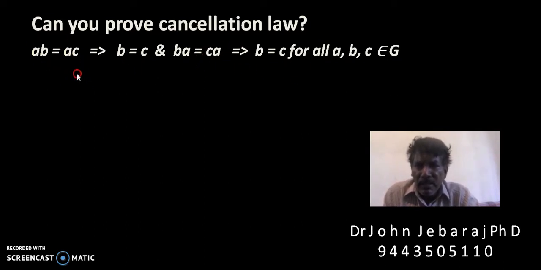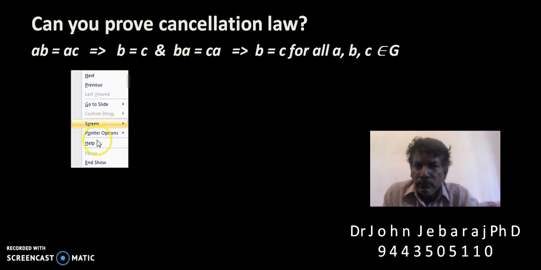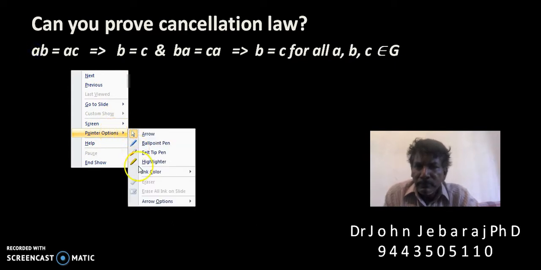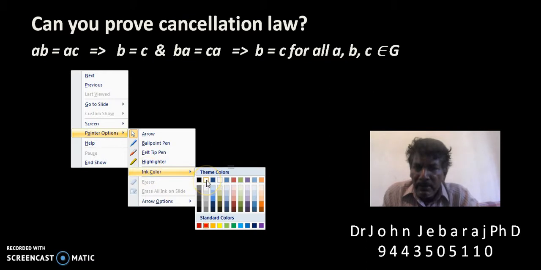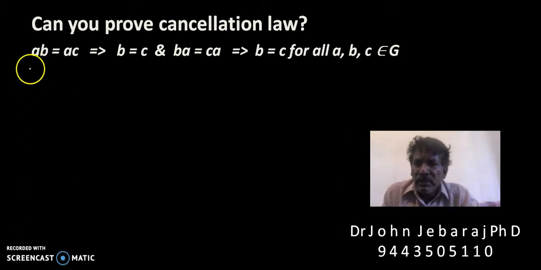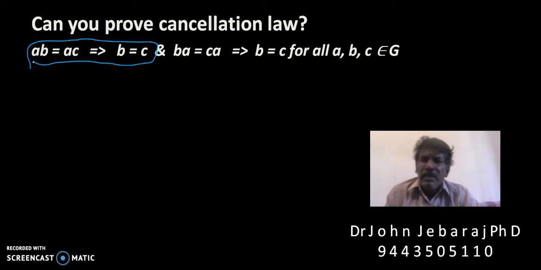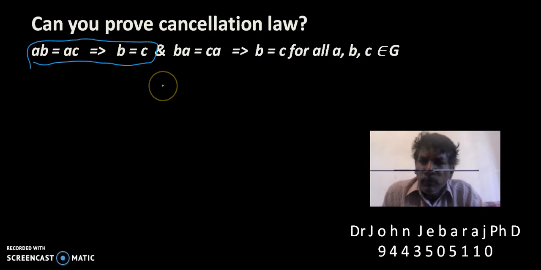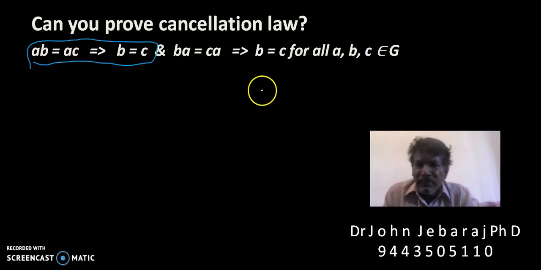Now let us prove that. Now I go for ink. White ink is better, or I can take the blue ink. That's better, I think so. Okay. Now let us prove this first, that is, AB equals AC implies B equals C. That's what we will prove now, and afterwards, we will prove the second part.